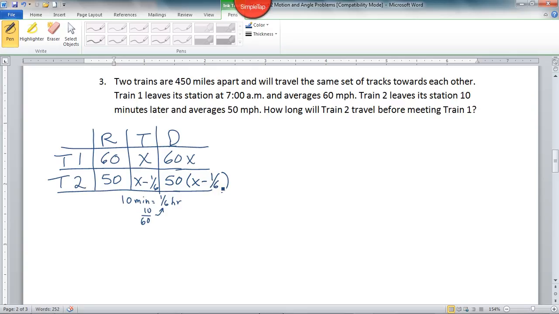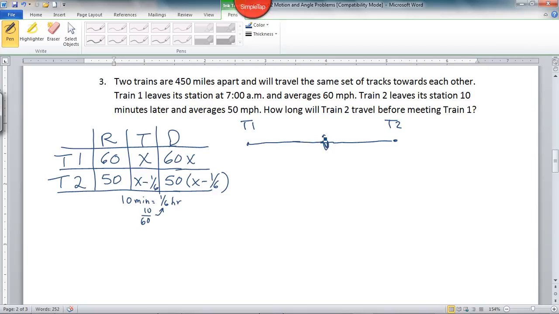We saw that on problem number 1 we added the two distances. Problem number 2 we set the two distances equal. What do we have here? In this case, a little different scenario. They're traveling towards each other. So here's Train 1, here's Train 2, traveling towards each other. At some point, they're going to meet up.